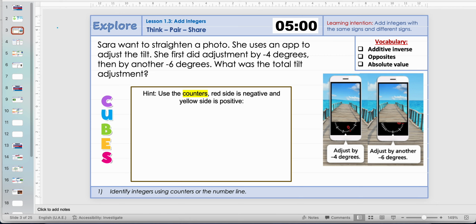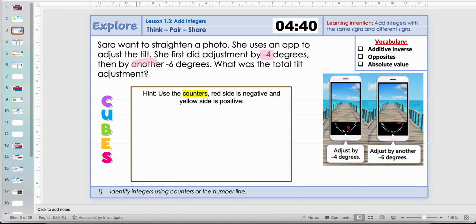Let's see some word problems. What type of word problem will you receive? Something similar to this. Sarah wants to straighten a photo. She uses an app to adjust the tilt. She first adjusted by -4 degrees. Oh, they gave you the integer ready.